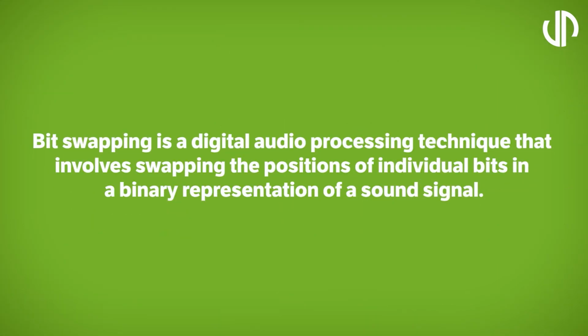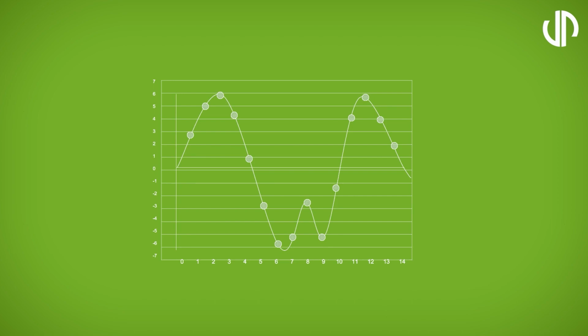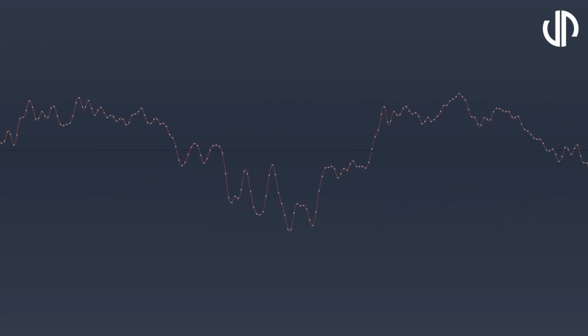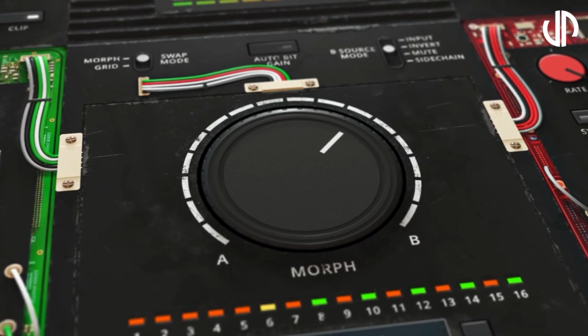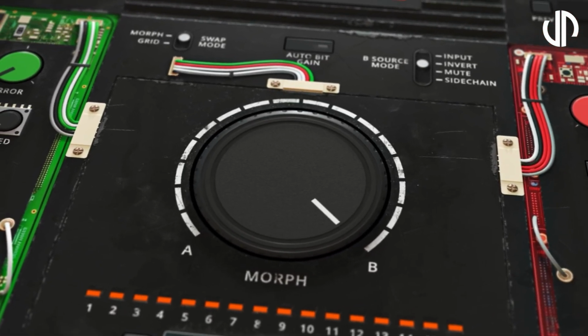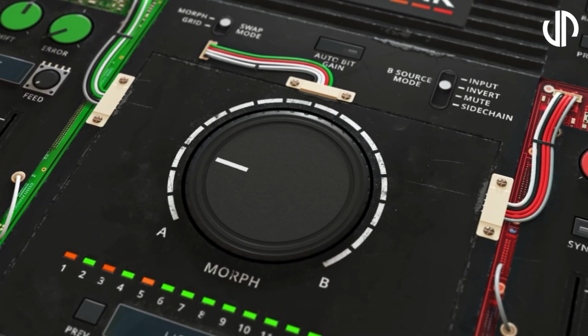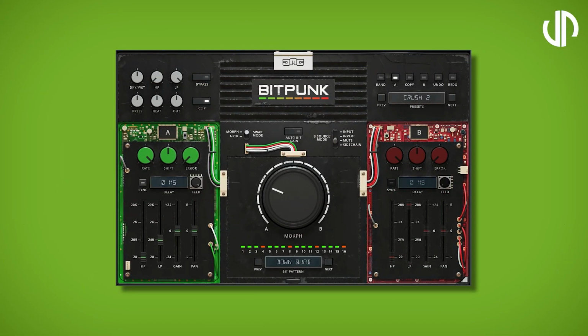Bit swapping is a digital audio processing technique that involves swapping the positions of individual bits in a binary representation of a sound signal. In digital audio, sounds are represented as a series of binary digits or bits, where each bit represents a discrete value of the signal's amplitude. Bit swapping allows for the manipulation of audio data at a fundamental level, altering the bit sequence and consequently the audio's characteristics.